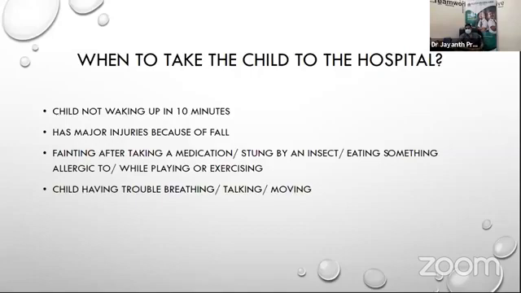So, when should you go to the hospital? As I said, when the child is not waking up in 10 to 15 minutes, or when they have fallen down and received some major injuries, or they have fainted after taking a medication, an insect bite, or eating some food they are allergic to, or while playing or exercising. These are serious concerns. They should be taken to the hospital. And after falling, if the child is having any trouble breathing, talking, or moving, they should also be taken to the hospital.